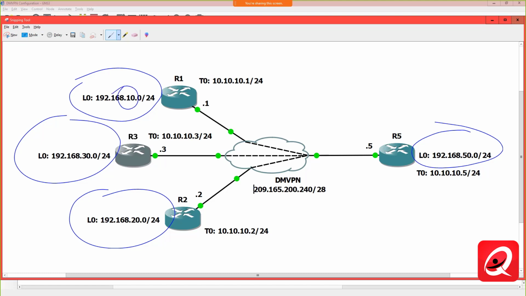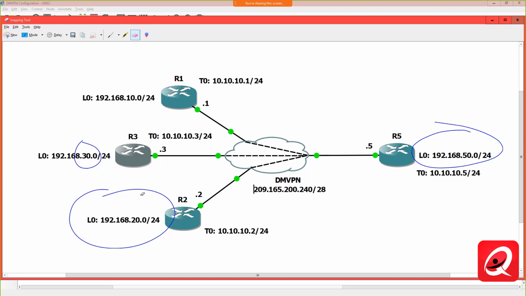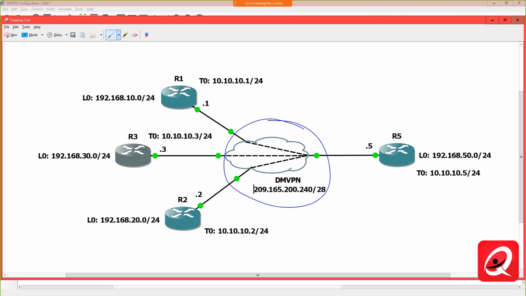So clients in the 10 subnet might be trying to reach clients in the 30 subnet or the 20 subnet and so on. In addition, we have our underlay network, 209.165.200.240. Now keep in mind, in this case, just for simplicity's sake, because I didn't want to have to build an internet, if you will, these are all point-to-point Ethernet or point-to-multipoint Ethernet connections. That cloud is actually just an Ethernet switch. So these guys do share a common subnet.